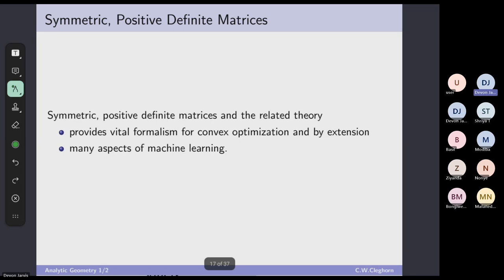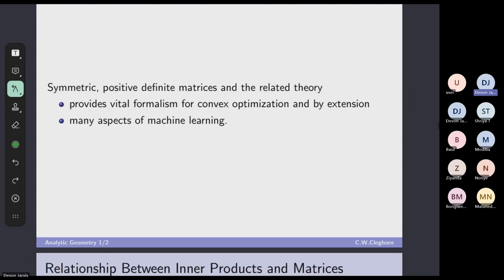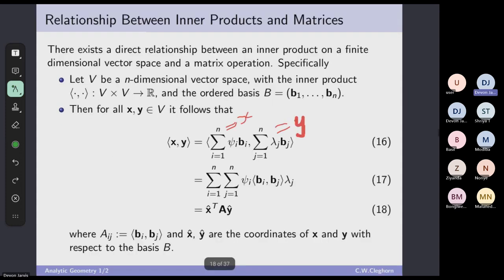Then symmetric positive definite matrices and the related theory. This provides pivotal formalism for convex optimization and by extension, many aspects of machine learning. Convex optimization is something we come to at the end of the course. It's the last chapter we'll cover, so we will get there. But as you'll see, machine learning is in general an example of non-convex spaces. But in general, most of the ideas come from convex optimization anyway, so it's very related. And obviously, it depends a lot on symmetric and positive definite matrices. But we'll get to that.